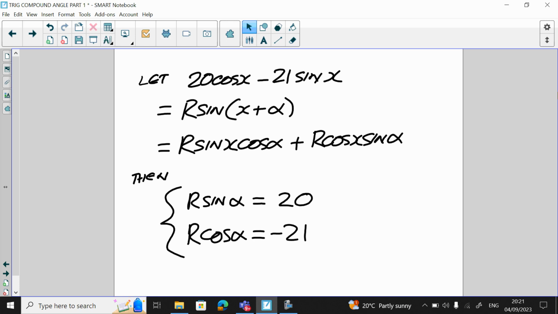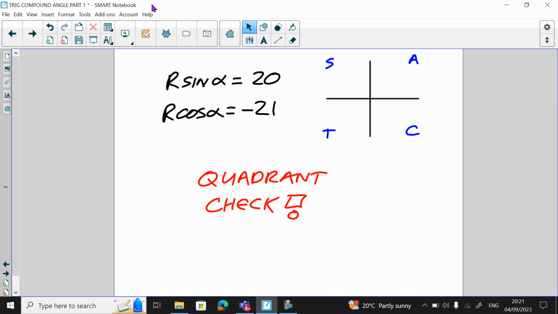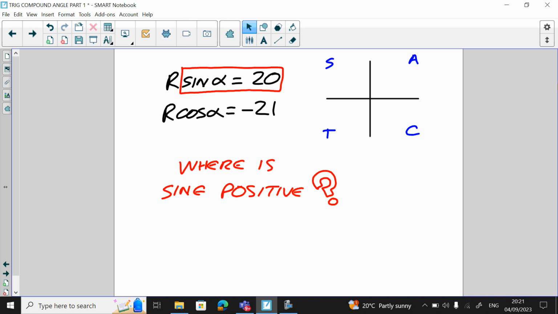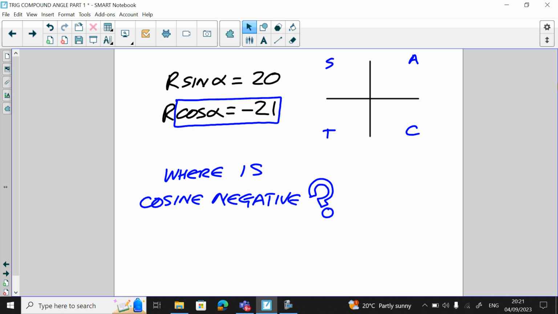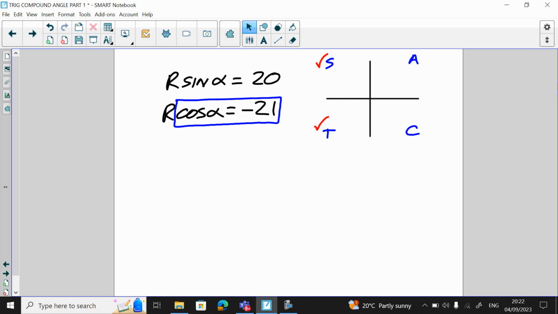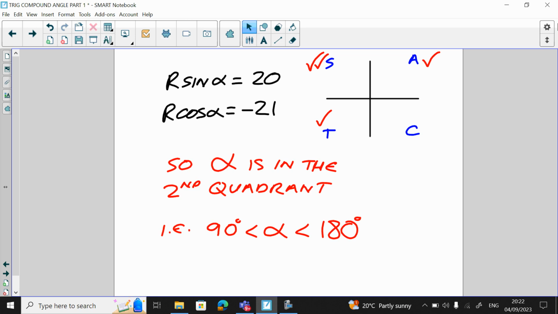We're going to have sine over cosine here, with the quadrant check for sine and cosine. Where's sine positive? It's all in sine. Where's cosine negative? We know cosine is positive in all and in cosine, so it will be negative in sine and tan, S and T. So where's the two ticks? This quadrant here, between 90 and 180, if we're dealing in degrees here, which we are.